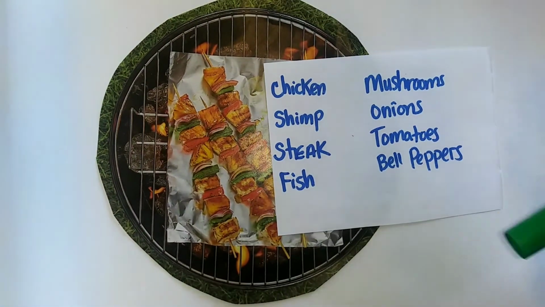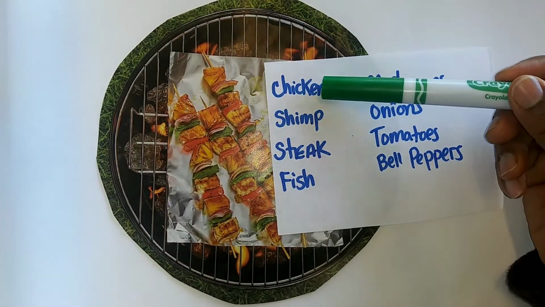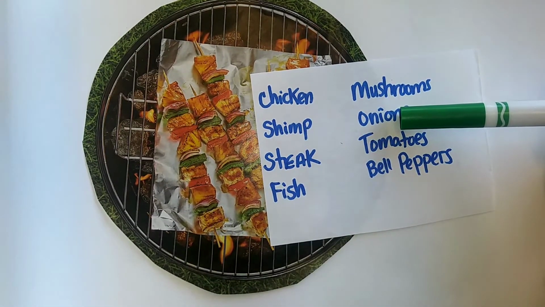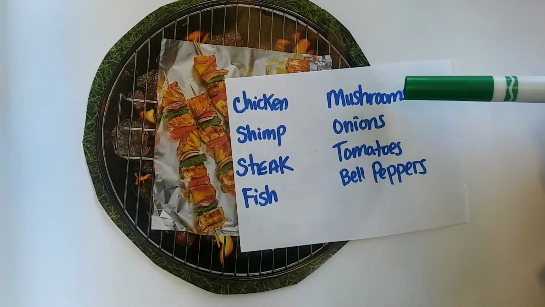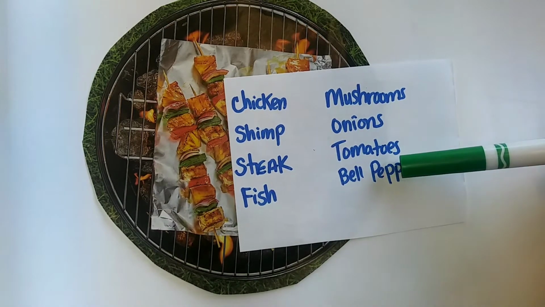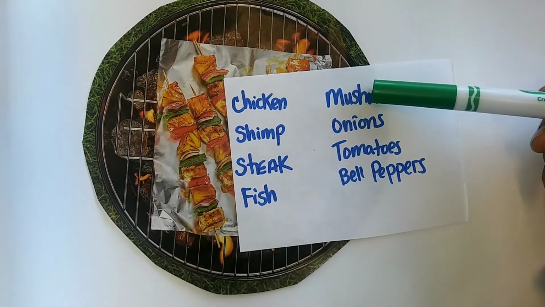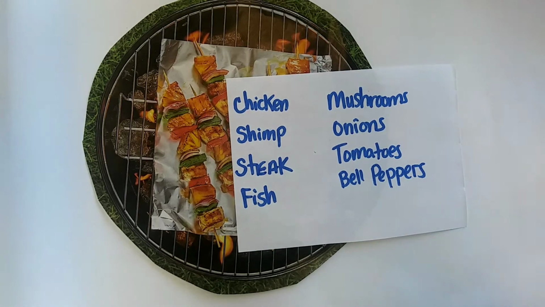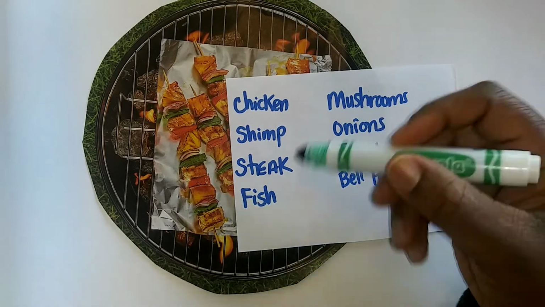So let's just say that you have the choice to get either chicken, shrimp, steak, or fish as the main meat. And for the other ingredients on your kebab, you can choose from mushrooms, onion, tomatoes, or bell peppers. You have to choose one meat and only one other topping. I want to know how many different possible combinations you can make with these.